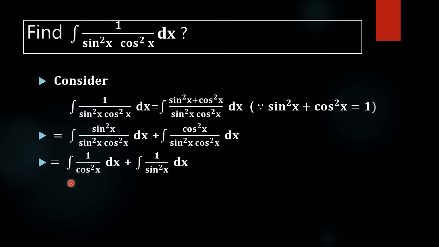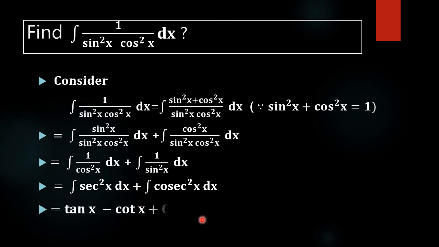Then 1 by cos square x is sec square x, so we have the integral of sec square x dx plus the integral of cosec square x dx. Now we can easily write the value of this integral: the integral of sec square x is equal to tan x, and the integral of cosec square x is minus cot x plus c.